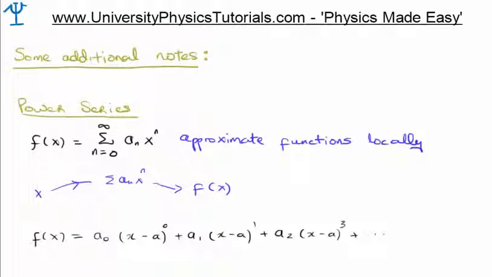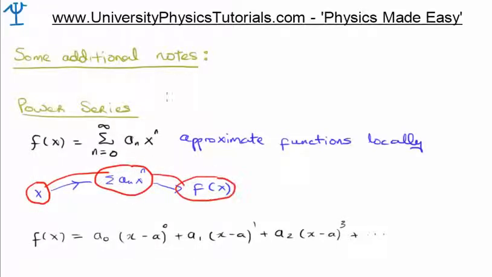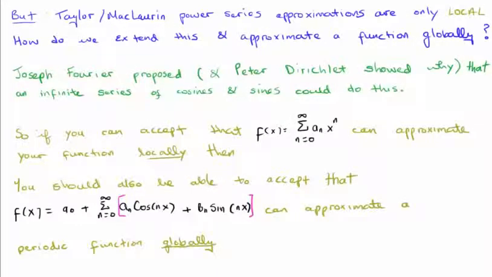You should have seen during your studies that power series can be used to approximate functions. With an input variable x, you go through your power series and you come out at the value of your function at that particular point in space. Power series, however, only approximate functions locally. The usual power series used in order to approximate functions are the Taylor and Maclaurin. However, we want to expand this to approximate a function globally.